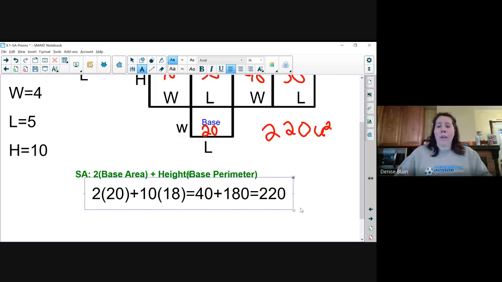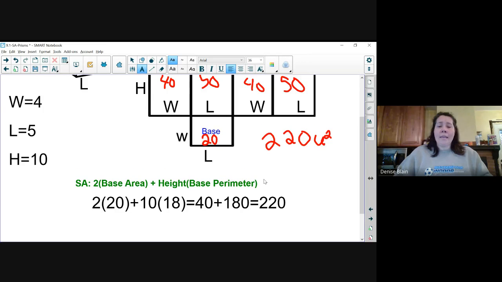So 220 units squared. To me, this is an easier formula to memorize and also to use, especially when you come into shapes or prisms that have more sides, whose bases have more sides, like an octagonal prism or even a pentagonal prism. So this is a good formula to use, and it works for any prism shape.